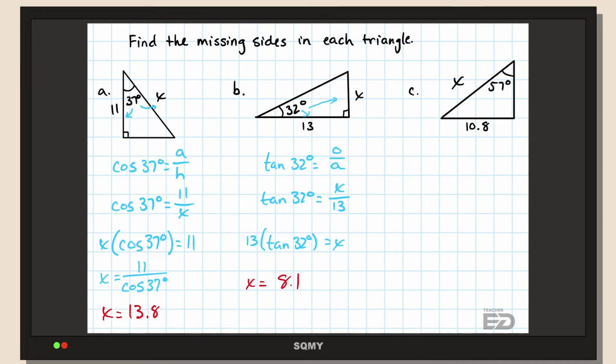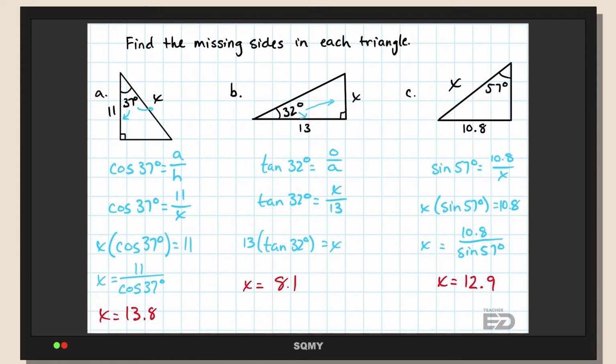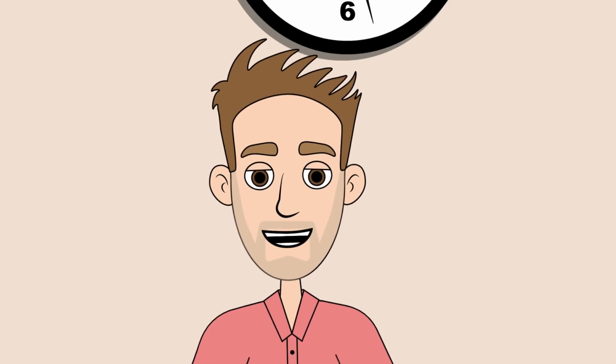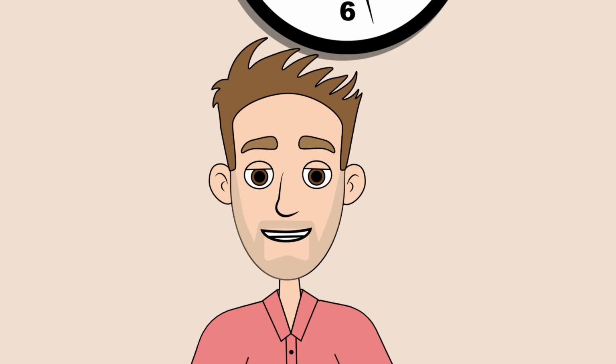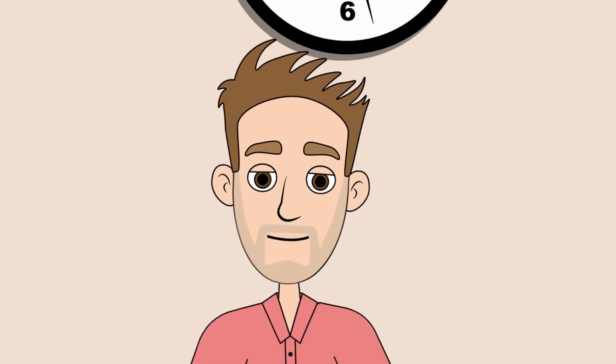So, triangle C, you give it a try. As always, pause the video if you need more time. So hopefully you got x equals 12.9. So now we know how to use the trig ratios to find missing side lengths of a right triangle.